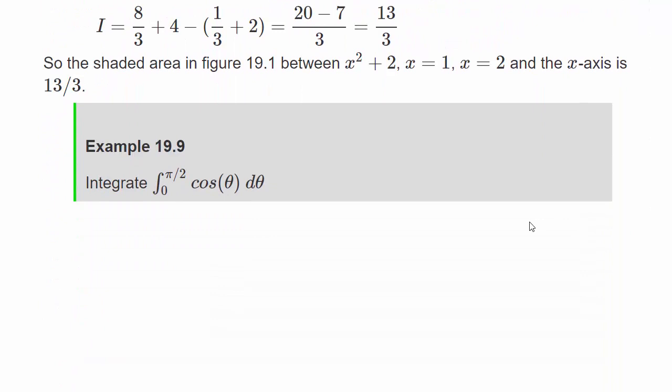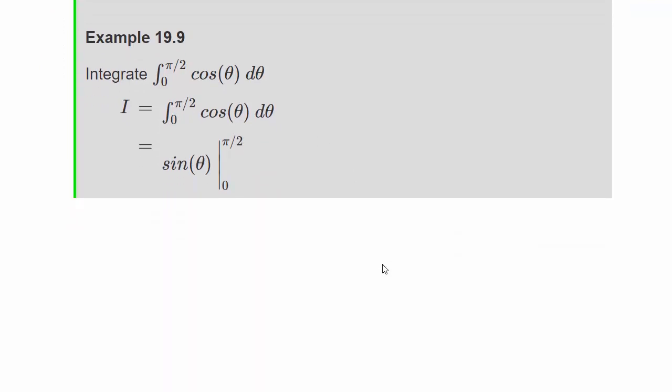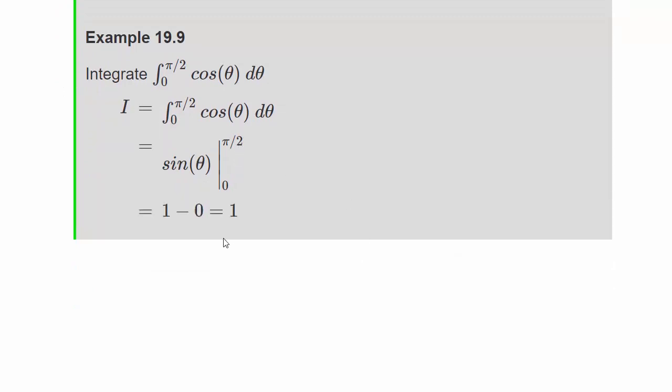Now we'll do an example. What's the integral of cosine theta from 0 to pi over 2? So I is equal to the integral between 0 and pi over 2 of cosine theta. Integral of cosine is sine, and those are the limits, 0 to pi over 2. The sine of pi over 2 is equal to 1. The sine of 0 is equal to 0, so 1 minus 0 gives us 1.